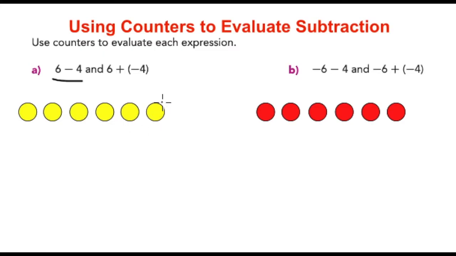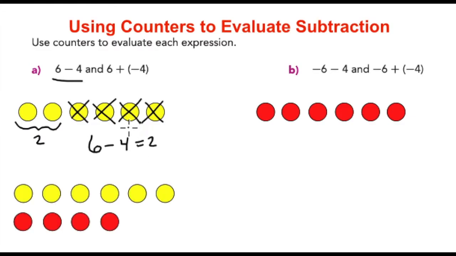So what I would do here is I would just remove 1, 2, 3, and 4. And that leaves us with 2 positives. So we could say that 6 minus 4 gives us 2.